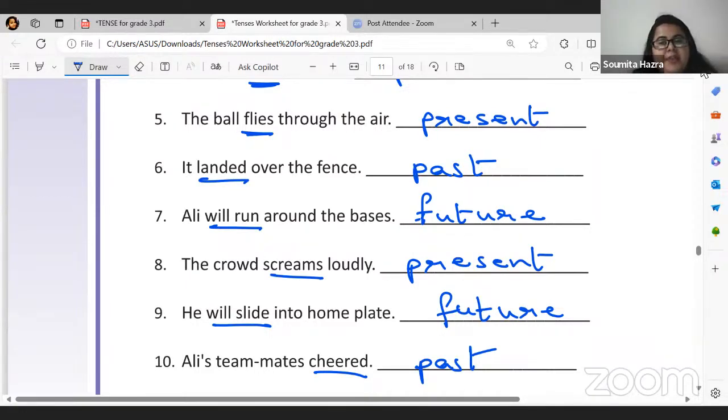So that's all for today. We have discussed about tenses. 3 tenses: present, past, and future. Right? You can practice these things. You can identify tenses. You can do fill in the blanks. You can practice those statements kinds of questions.